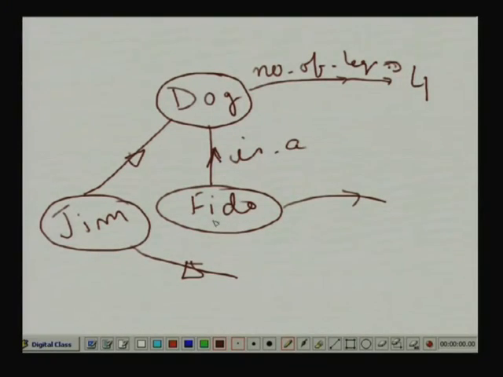On the other hand, I can very well infer from this structure in a logical way. So, what is happening here? Where is the inheritance? The inheritance is here, that Fido being a dog is inheriting the property of number of legs being 4 to itself. Therefore, we can infer it.